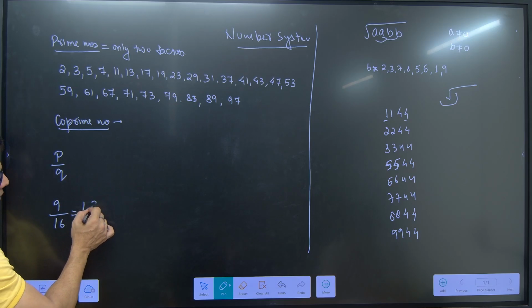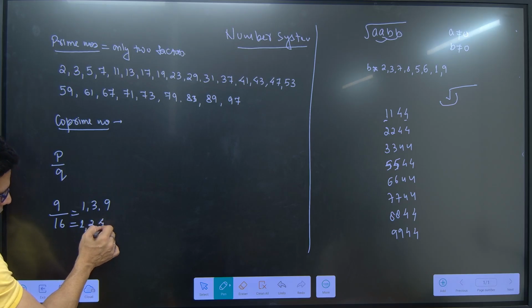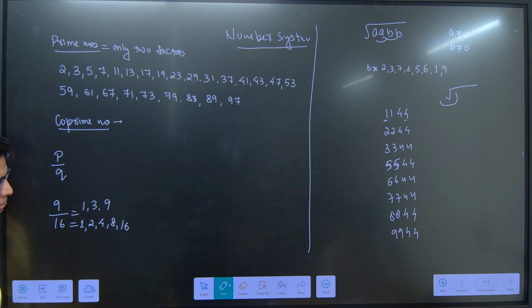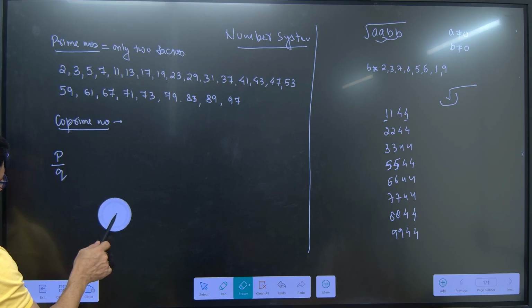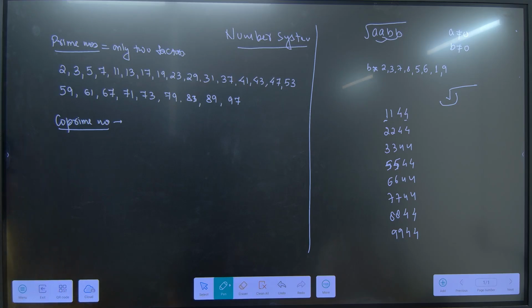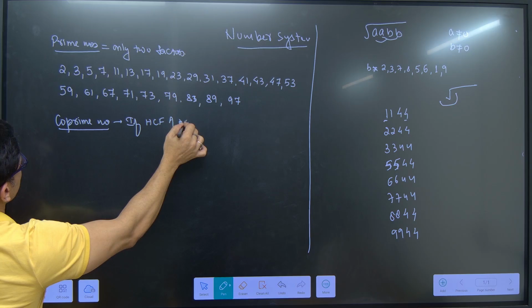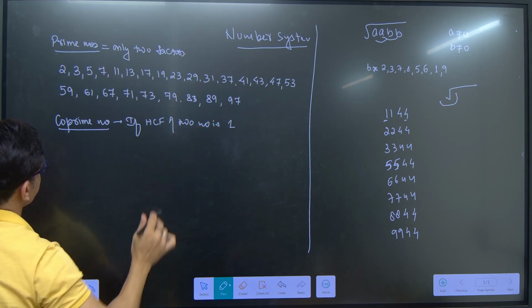9 के फैक्टर्स क्या आएंगे? 1, 3, 9. 16 के 1, 2, 4, 8, 16. सिर्फ एक ही कॉमन है, which is 1. Only one number is common, just 1, right? One factor. So they are said to be co-prime or relative prime. That means there is no other common factor between them except 1. Co-prime is clear to all of you, right? Co-prime is if HCF of two numbers is 1.